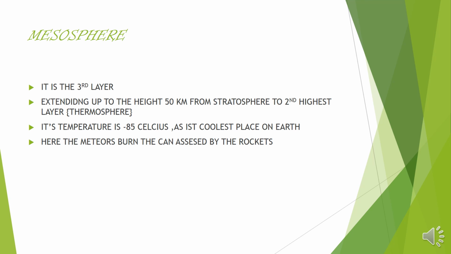Mesosphere. It's the third layer, extending up to a height of 50 km from the stratosphere to the thermosphere. Its temperature is minus 85 degrees Celsius as it is the coolest place on Earth. Here the meteorites burn.